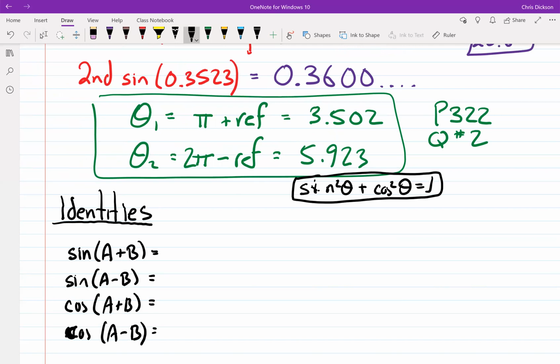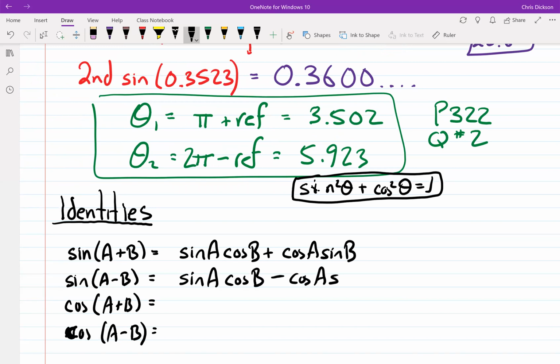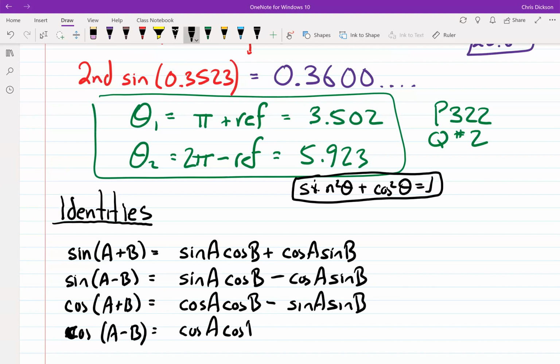The sine one goes sine A cos B plus cos A sine B. And then the next one is sine A cos B subtract cos A sine B. The cos ones are a little different. They both start with coses, so it's cos A cos B. Now when it's an addition for cos, it's actually subtraction here: sine A sine B, and cos A cos B plus sine A sine B.